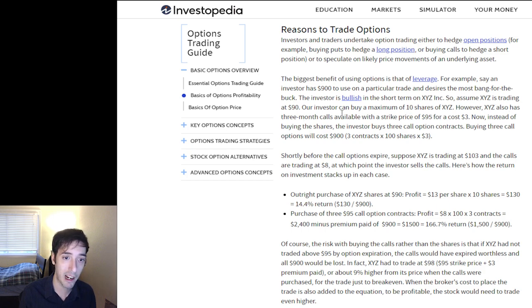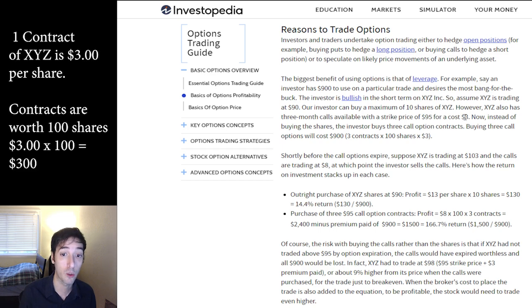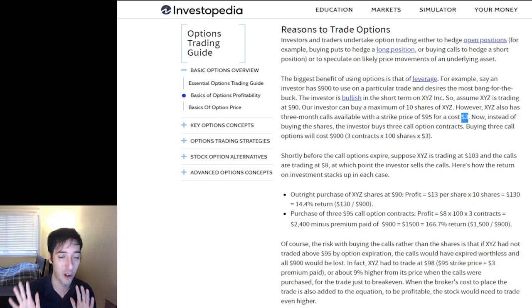Or you can buy a 3-month call with a strike price of $95, and we're gonna get to that, don't get overwhelmed. That costs $3. And since an options contract gives you the right to buy 100 shares, we have to multiply that $3 by 100. So it's not going to be $3, it's actually going to be $300 as the cost for one contract. Don't worry, I know it doesn't make any sense right now, but it will.